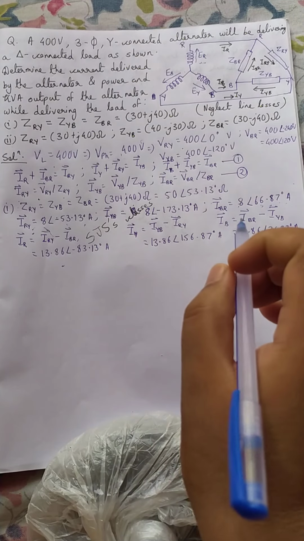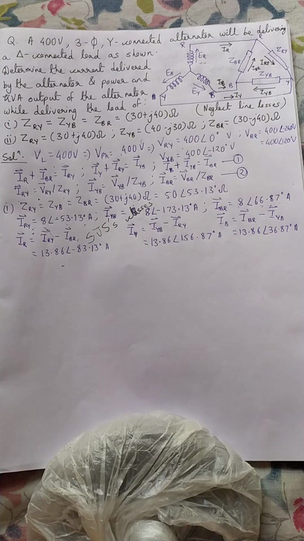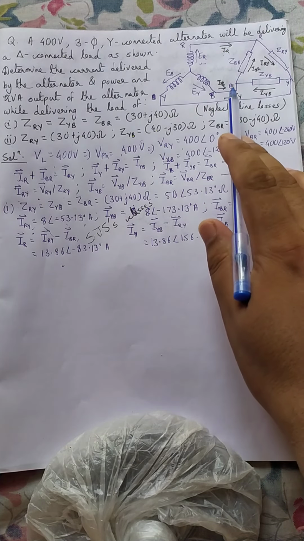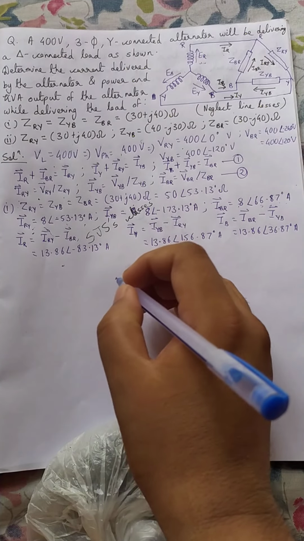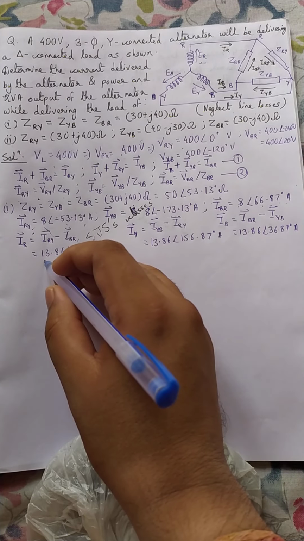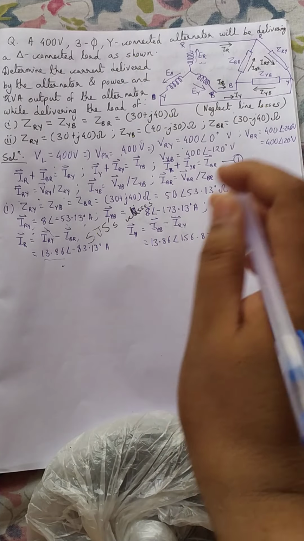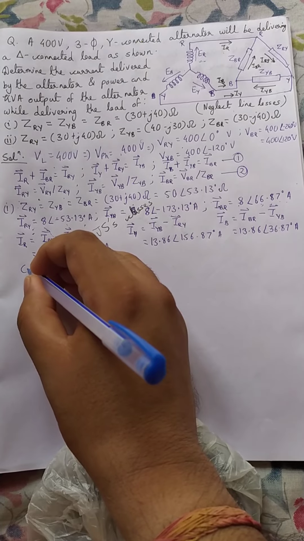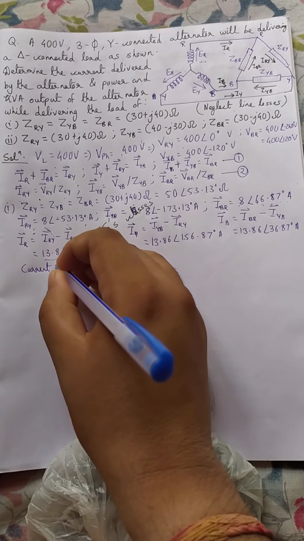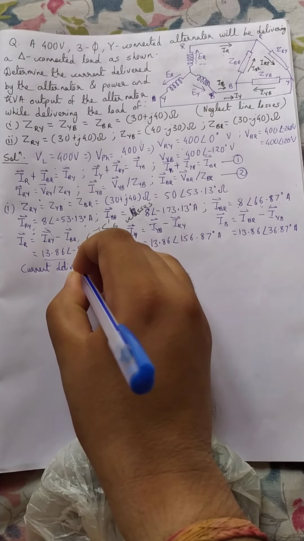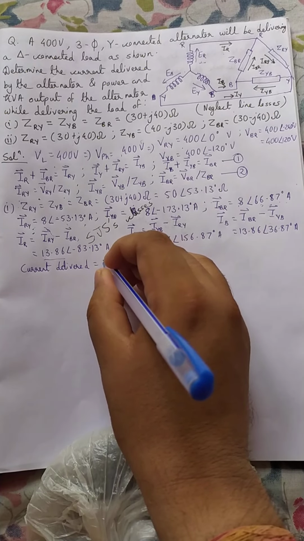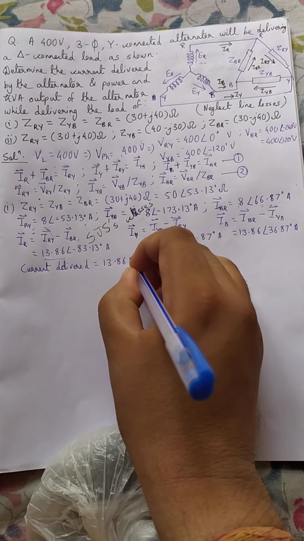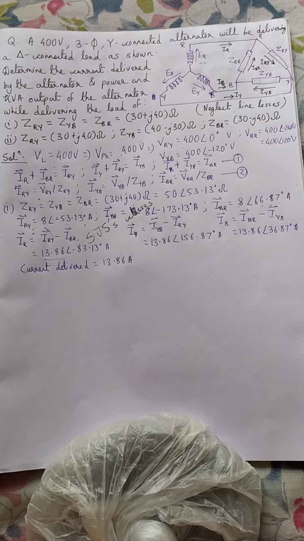Now, the first thing we have to find out is the current delivered by the alternator. So what is the current delivered by the alternator? That is basically the line current. So the current delivered by the alternator will be equal to this 13.86 ampere. The first point what we had found, this one.